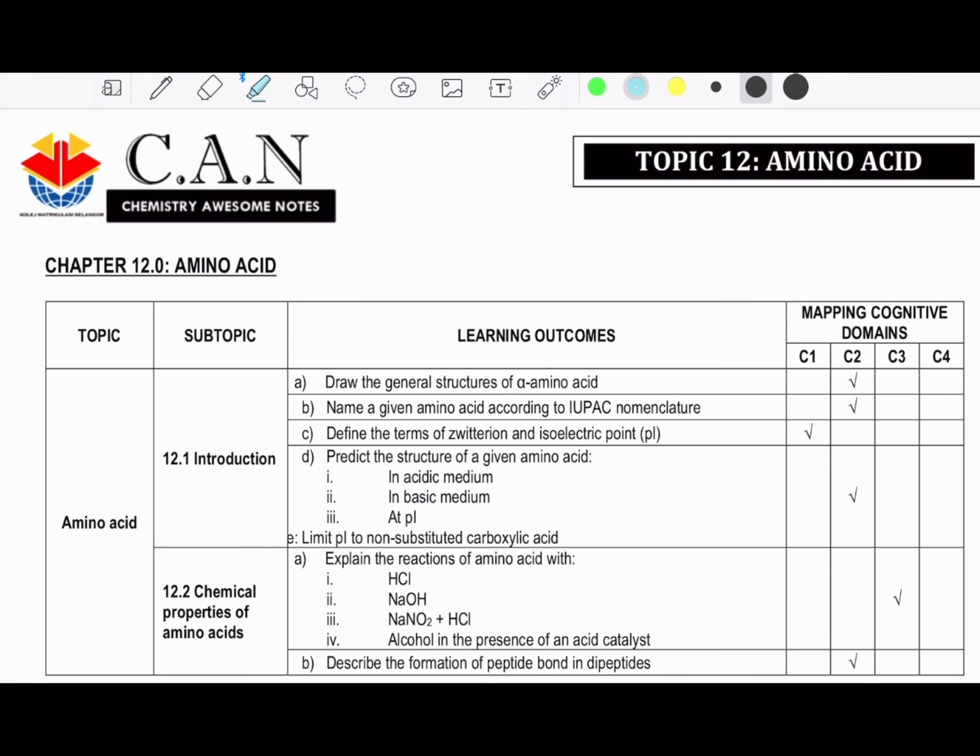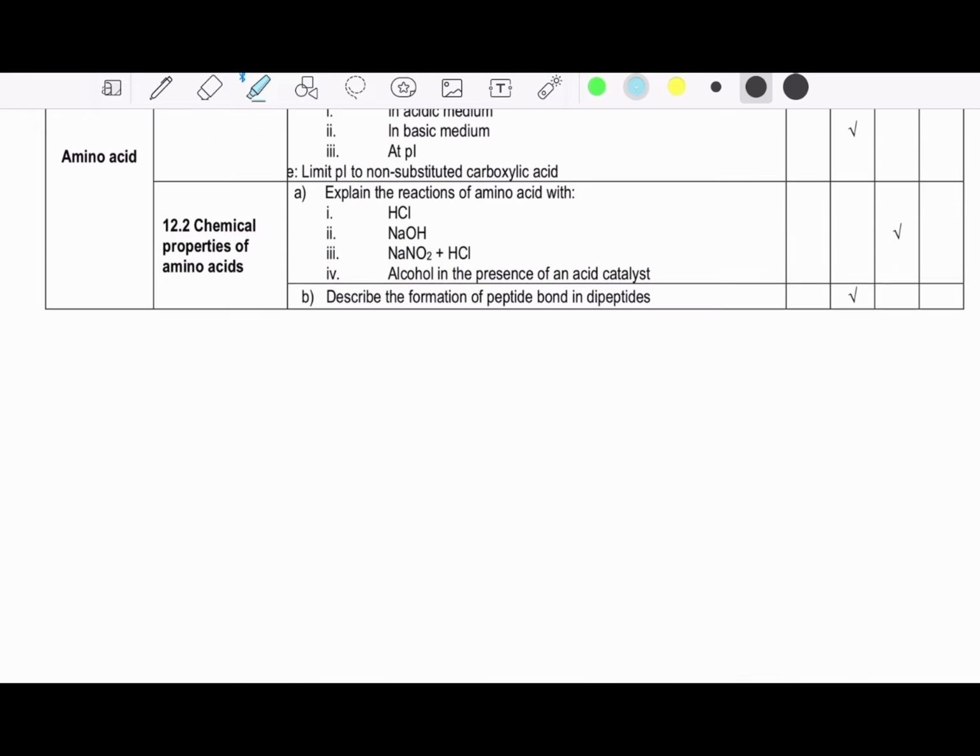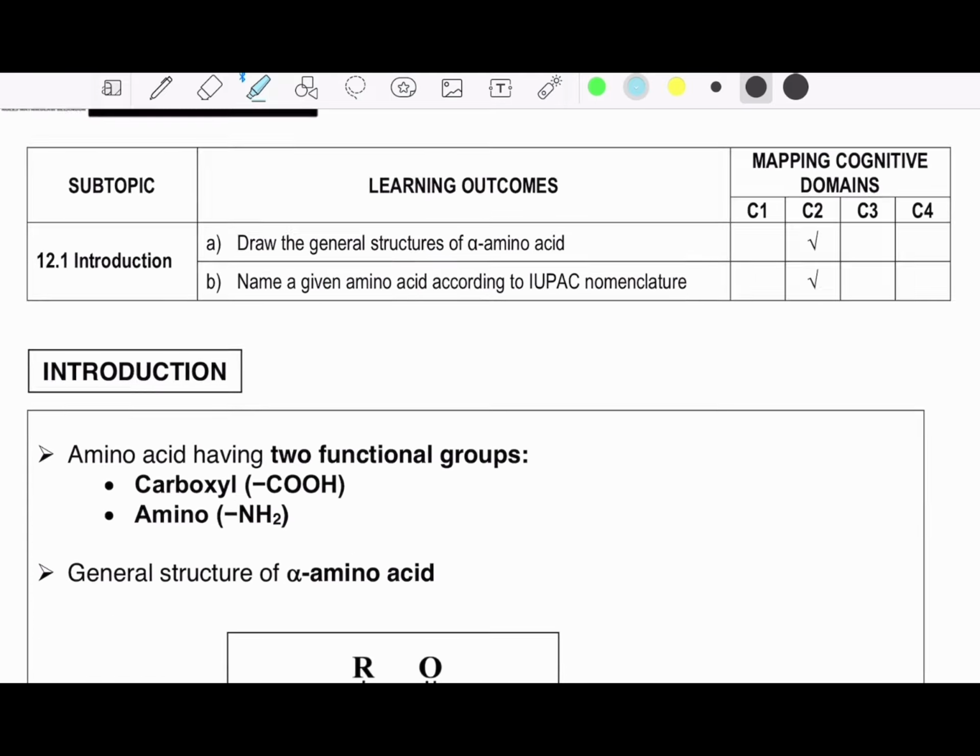Hello everyone. In this video we are going to learn about amino acids. As you can see here, we have two subtopics for this chapter. We have 12.1, which is the introduction to amino acids, and of course the second one, like what we always learn, chemical properties of amino acids.